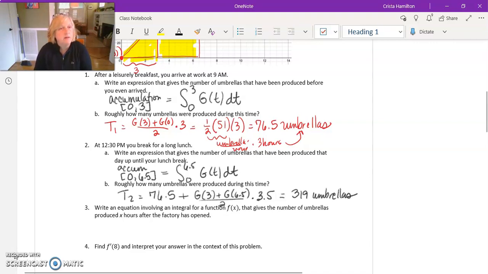All right. Now, the next part is kind of the important part. So I'm going to put a star here by 3 because this is where we're going to really get into the heart of what the fundamental theorem of calculus says.